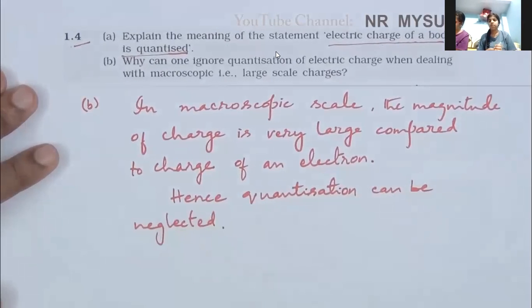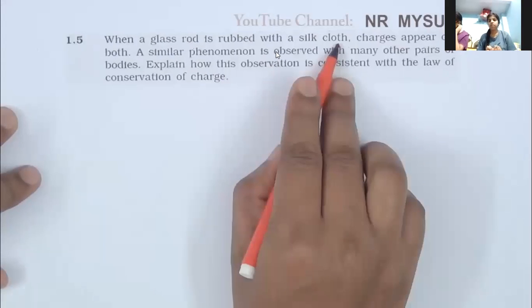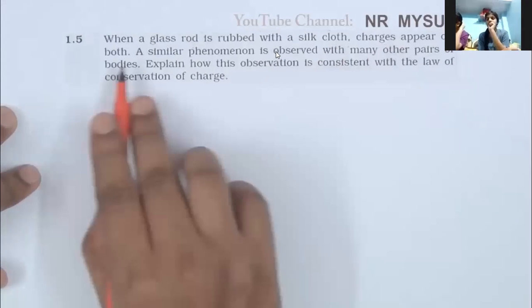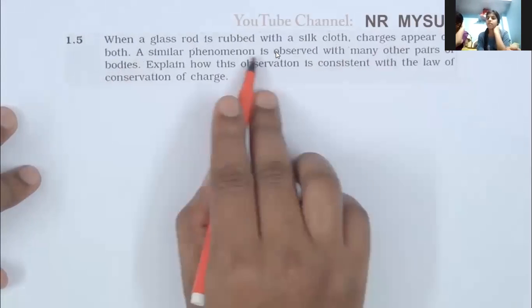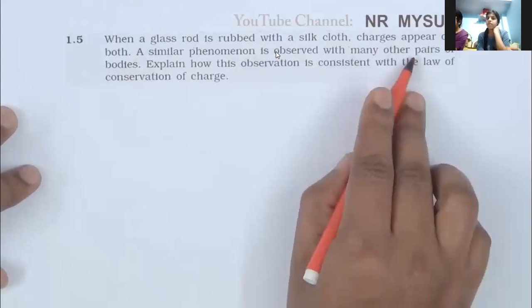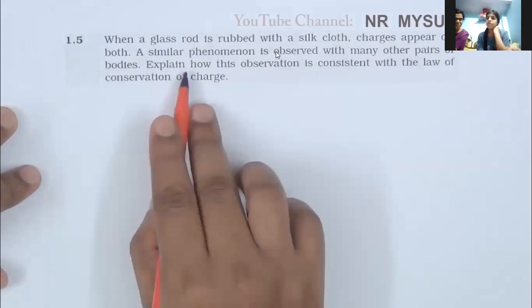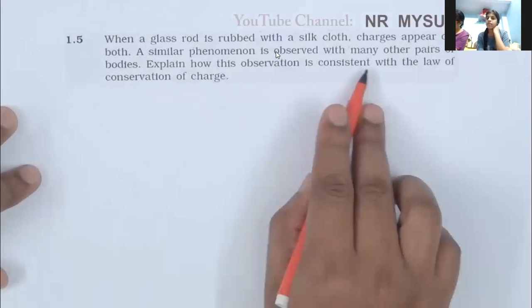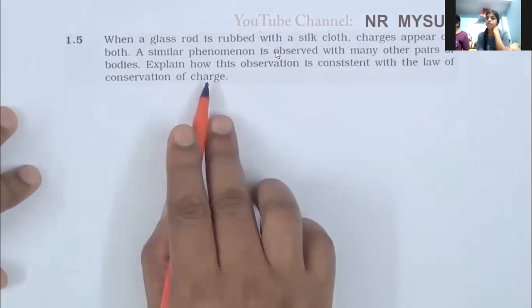When a glass rod is rubbed with silk cloth, charges appear on both. A similar phenomenon is observed with many other pairs of bodies. Explain how this observation is consistent with the law of conservation of charge.